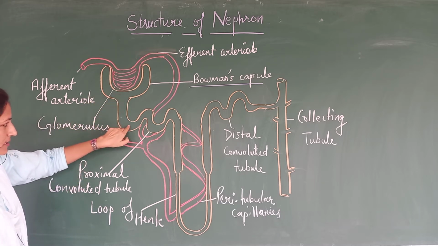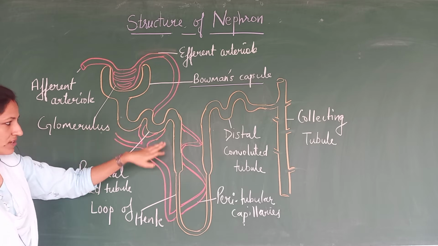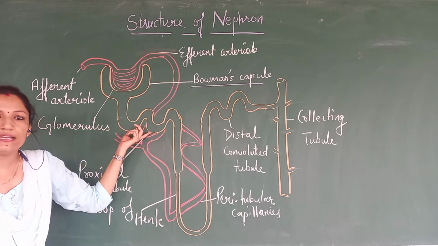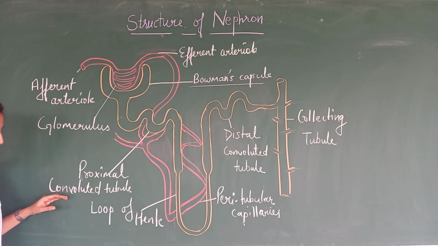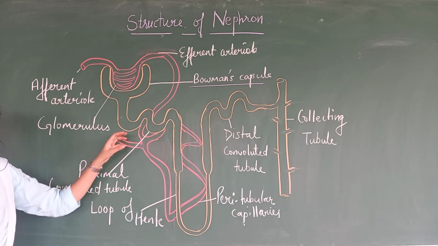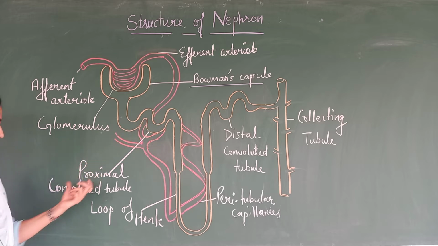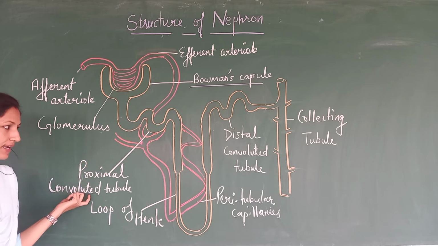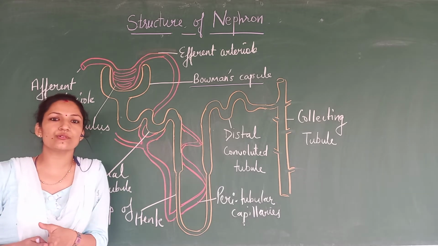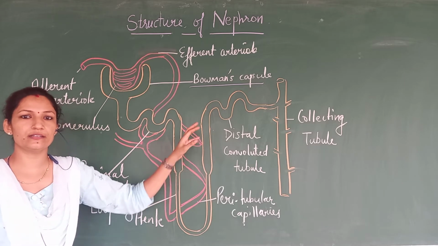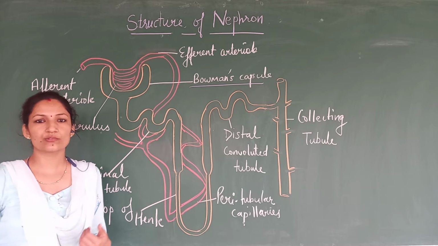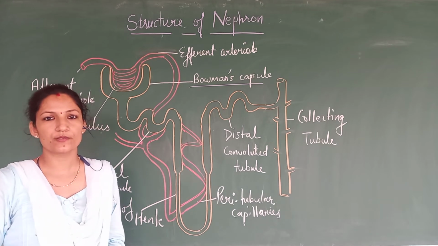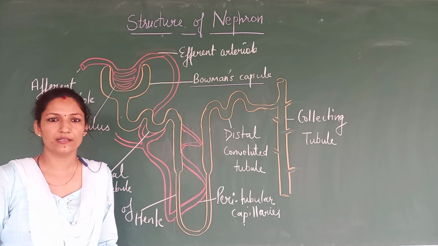Bowman's capsule runs into a tube-like structure. The first highly coiled region of the tube is termed as proximal convoluted tubule. This is the first region of the tube, which is convoluted, meaning coiled. That is to slow down the movement of the filtrate in the tube, so that the reabsorption can be done, so that the secretion can be done.